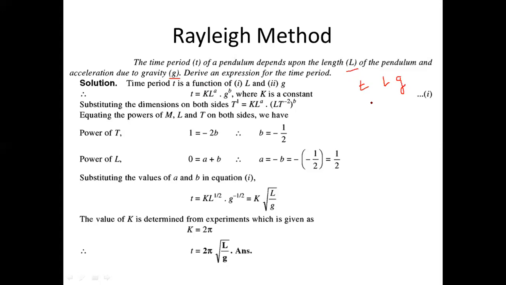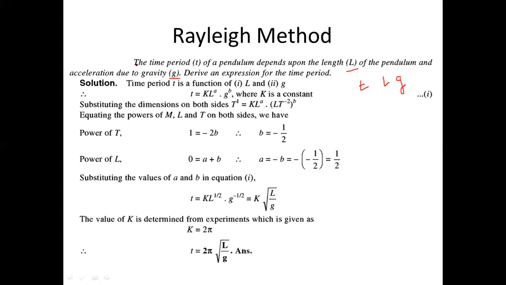So you tell me which is an independent variable and which is a dependent variable. Sir, time is independent. Time is independent and length is also independent. Sir, length and gravity are independent, time is dependent. Correct. Sir, this answer is correct.